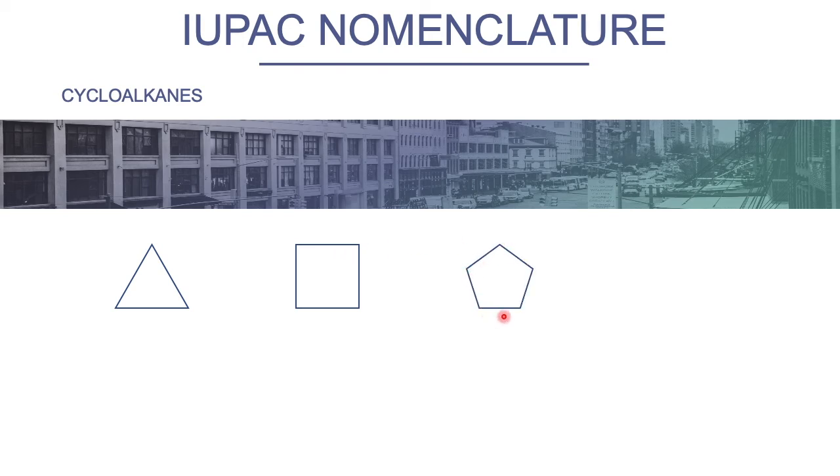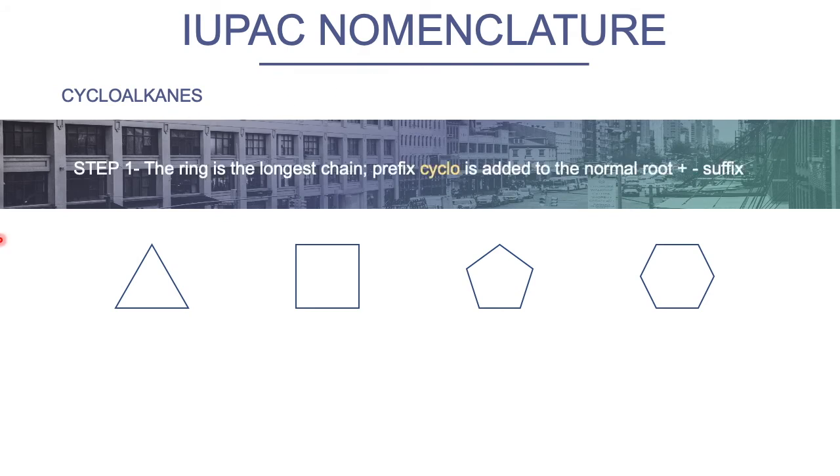Here you have a structure with 5 carbons. And this one you have a structure with 6 carbon atoms. Now let's look at the nomenclature part. The ring is the longest chain that we have. Then only one change is done. We add the prefix cyclo to it. And then we have the normal parent, which goes meth, eth, prop, and so on. And then the suffix, which in this case is all single bonds, which is "-ane". So for the first compound, this will become cyclopropane.